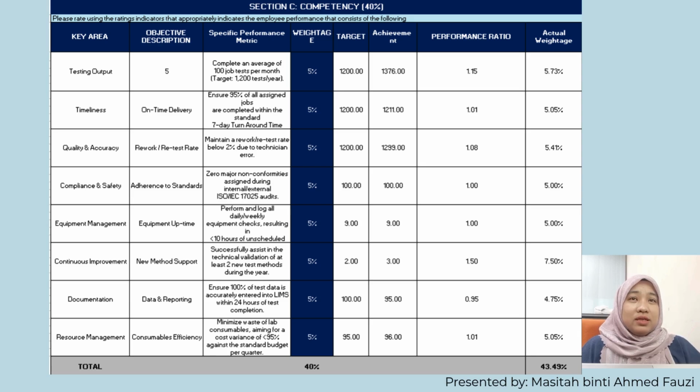We divide the achievement by the target, and we will get the performance ratio. From the performance ratio, we calculate the actual weightage by multiplying the performance ratio with the weightage, and we will get the total weightage of the competency of the staff. So you can see the competency of the staff. He gets 43.49% from the 40% that he needs to get.